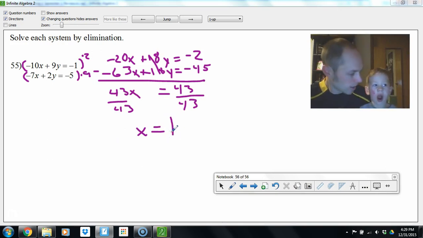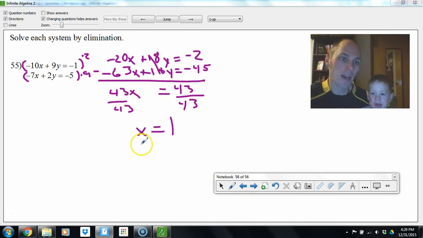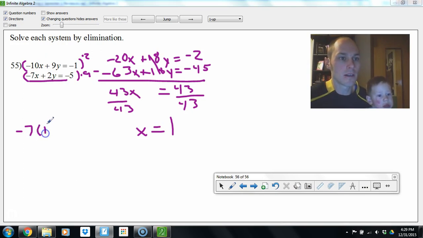X is 1. What do we have to do? We've got to find y, don't we? So plug it into any of these equations. I'm going to choose this one. Negative 7 times x, which is 1, plus 2y equals negative 5. So negative 7 plus 2y equals negative 5.